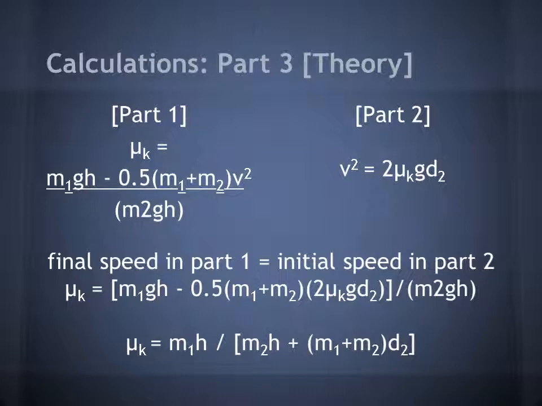So in our phase 1 calculations, we calculated that mu sub k is equal to the quantity m sub 1 times g times h minus 1/2 times m sub 1 plus m sub 2 times v squared, divided by the quantity m sub 2 times g times h. In part 2, we calculated that v squared is equal to 2 times mu sub k times g times d sub 2. By plugging in our expression for v from phase 2 calculations into our phase 1 expression, we find that after some tedious algebra, mu sub k is equal to the quantity m sub 1 times h, all divided by m sub 2 h plus m sub 1 plus m sub 2 times d sub 2.